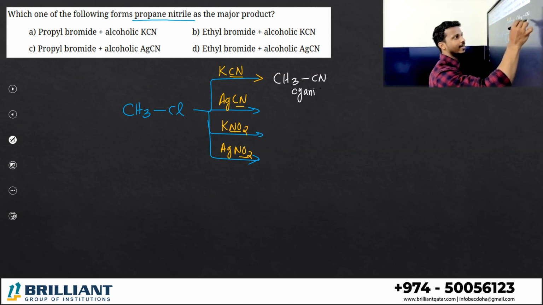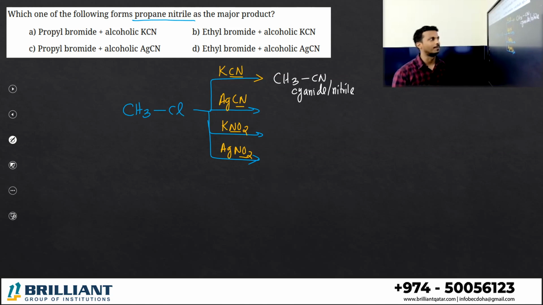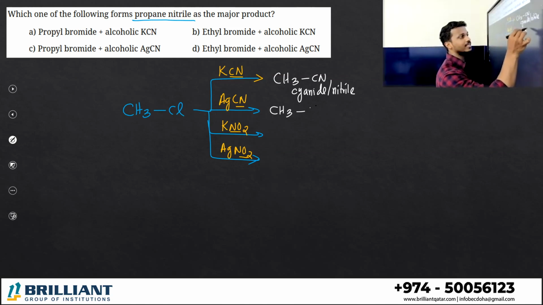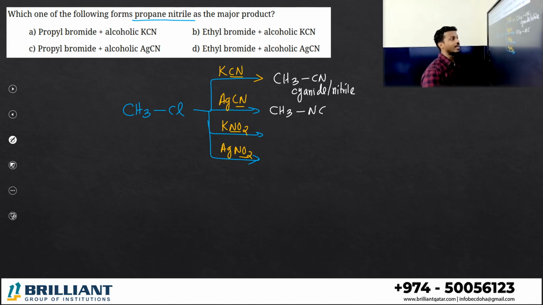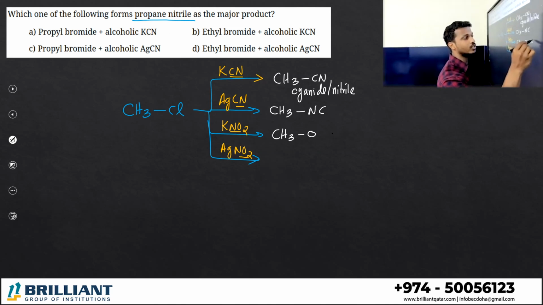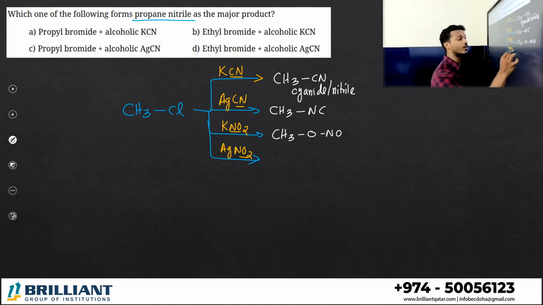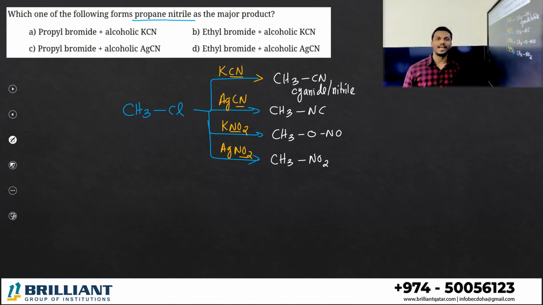Cyanide is also known as what? Nitrile. If you treat it with AgCN, what will you get? You will get NC, isocyanide or isonitrile. If you treat it with KNO2, the bonding is with the oxygen, dear student. ONO, that is called nitrite. If you treat it with AgNO2, you will get CH3NO2, nitro. These are the differences. Correct?